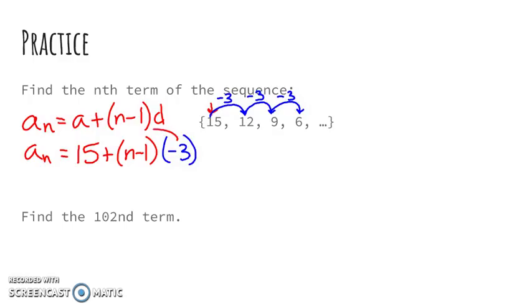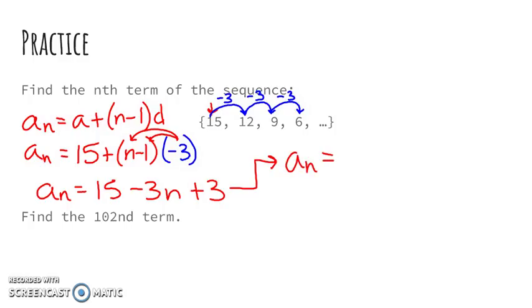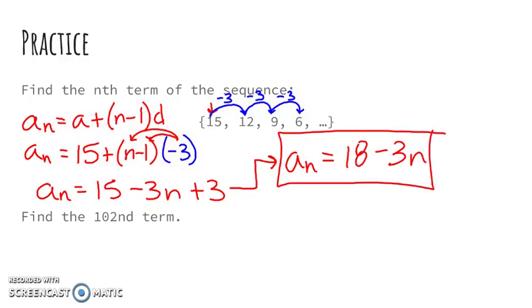Okay? I'm going to have to distribute my negative 3 in. That gives me an a sub n equals 15 plus, whoops, not a plus, minus 3n plus 3. Then I just need to combine my like terms here, and I get a sub n equals 15 plus 3 gives me 18 minus 3n. Does not matter the order that you put the 18 or the 3n in. My 3n was negative, so I wanted to move it to the back side of it. Okay, so there's my nth term.